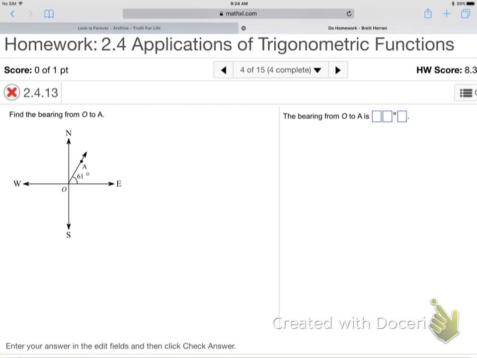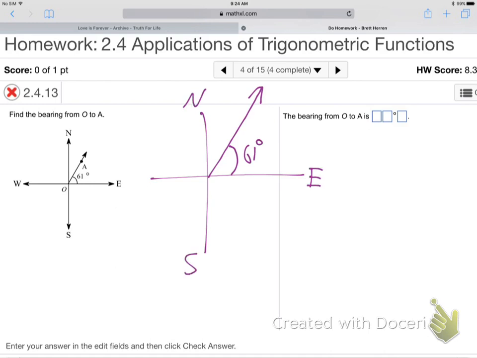Okay, so suppose, I guess a couple questions on that. Suppose you have something that's headed off. Let me make it a little bigger here. What if you have something that's headed off this way, 61 degrees. This is north and south and east and west. So how do you say that heading, that bearing?